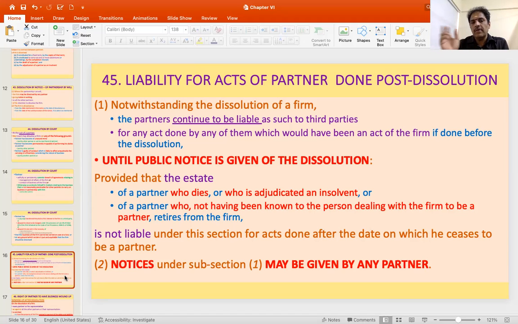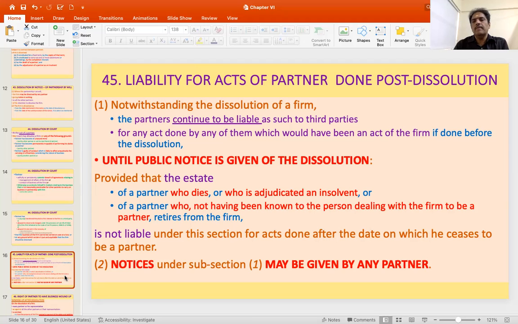So how do you keep them informed? That is what is provided. Their liability will continue until public notice is given of the dissolution. So there has to be a notice of dissolution, after which the liability will no longer be there. Otherwise, till the time the public notice is given, liability will continue to third parties for those actions which come within the ambit of an act of the firm if done before the dissolution of the firm.